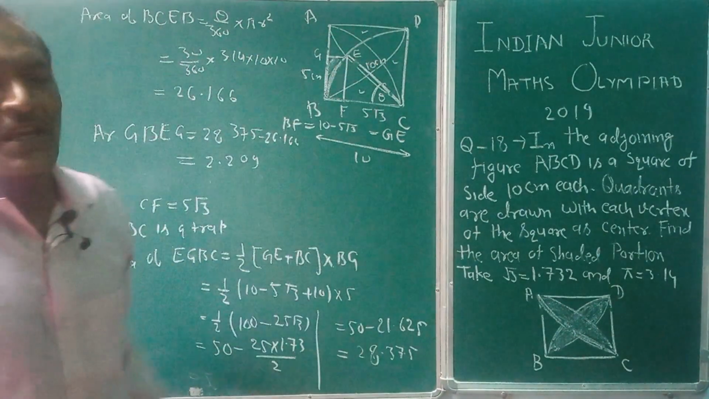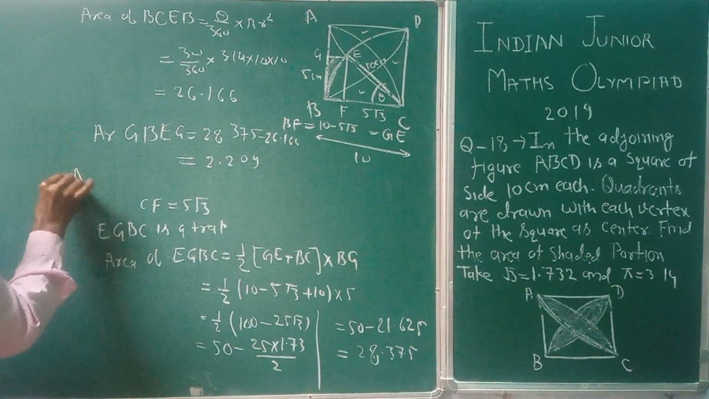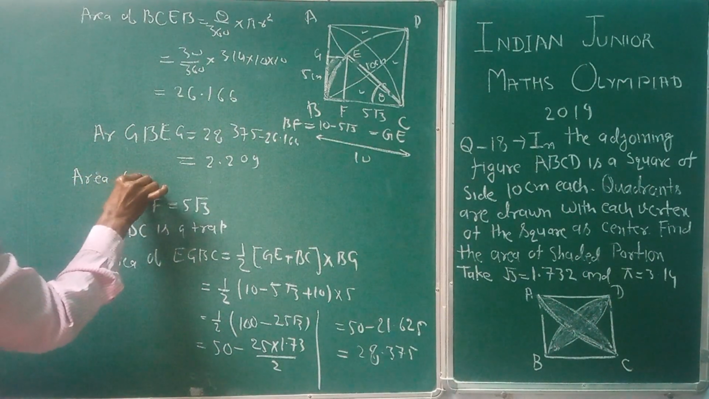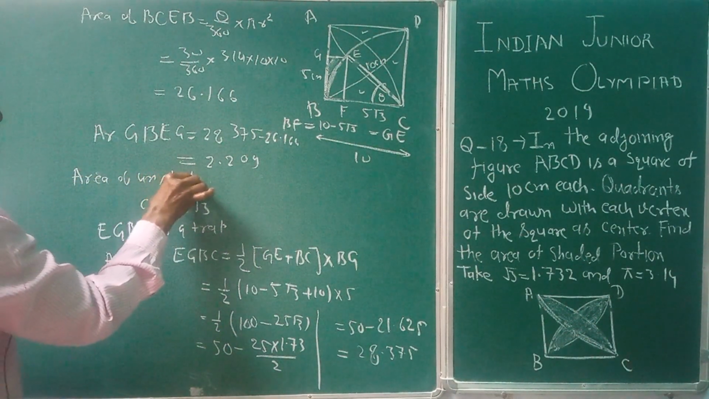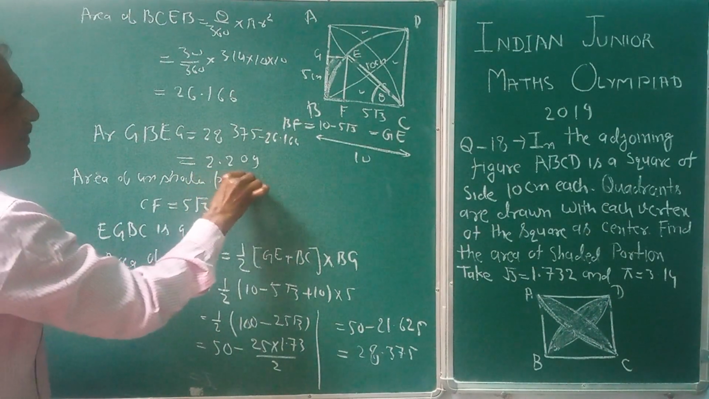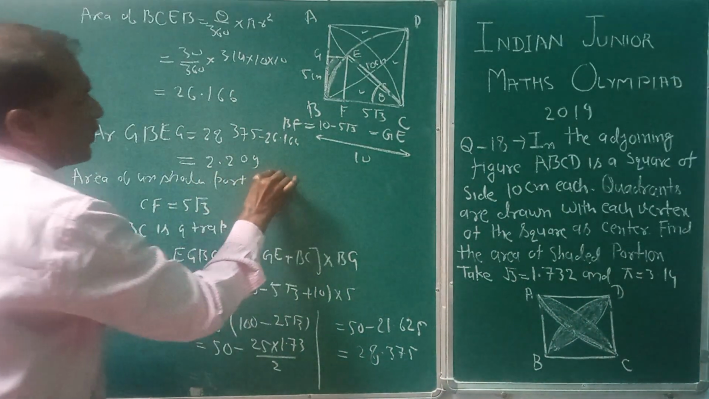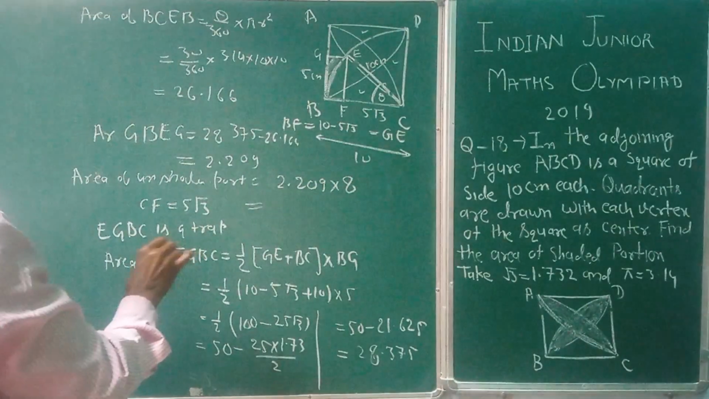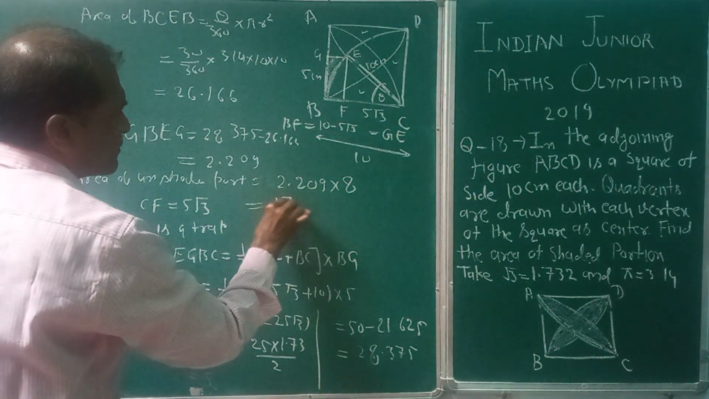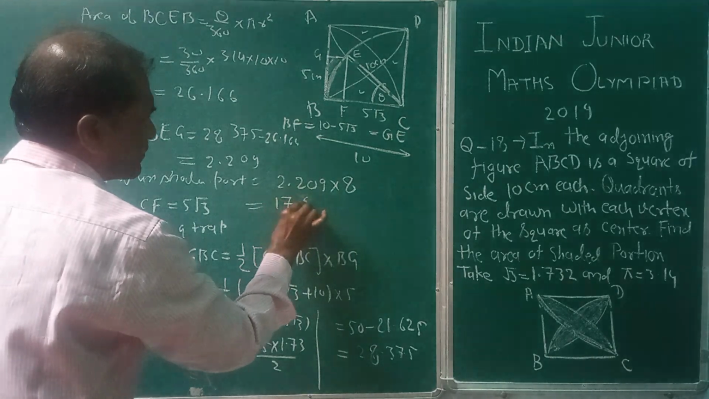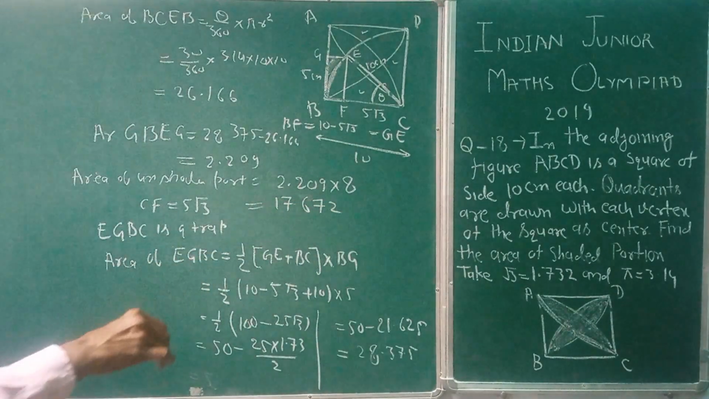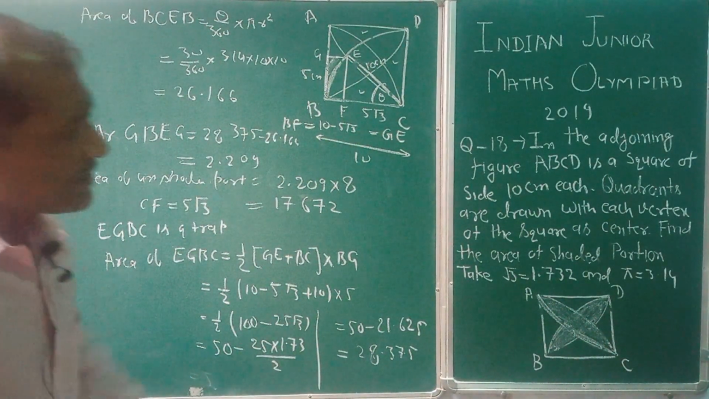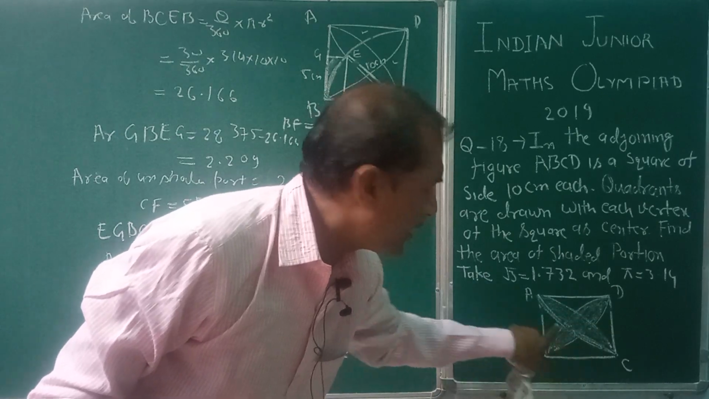Similarly, there are 8 such areas. So the area of the unshaded part will be 8 times this number, 2.209 times 8, so it is 17.672. So these areas, the unshaded part area in the figure, all these 4 areas which are not shaded, I have calculated.